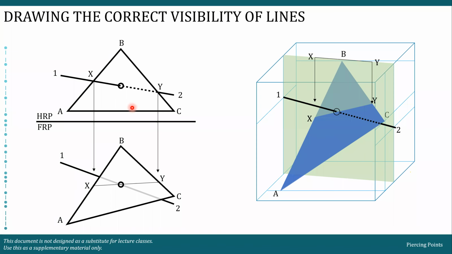Okay. So yan, going back. Solid, kung may piercing point, dapat yung kadugtong niya magbabago ng visibility. So kung na-identify natin to as solid, then this is automatically hidden. Kahit hindi na natin i-check, we already know that this is hidden.